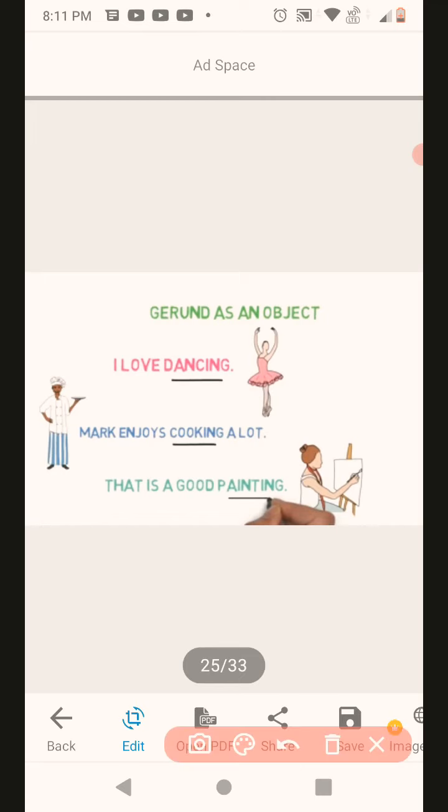In the first sentence, it is I love dancing. Dancing is in the place of object. It is an object of the verb love. Again, Mark enjoys cooking. Cooking is an object of the verb enjoy. That is a good painting. Okay, so here again, painting is the object. It is also the object of the verb is. So here gerund is used as an object.